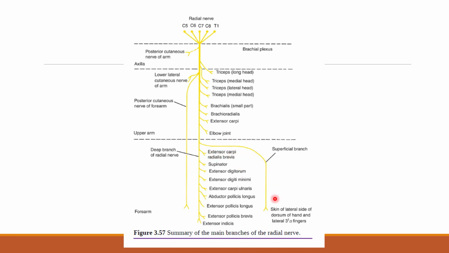By giving a superficial branch, which is sensory, it supplies the lateral side of the dorsum of the hand and the lateral 3.5 fingers. See here, it supplies the lateral side of the dorsum of the hand and lateral 3.5 fingers. The muscles present in the posterior compartment of the forearm are the supinator, extensor carpi radialis brevis, extensor digitorum, extensor digiti minimi, extensor carpi ulnaris, abductor pollicis longus, extensor pollicis longus, extensor pollicis brevis, and extensor indicis. All these muscles are supplied by the radial nerve.